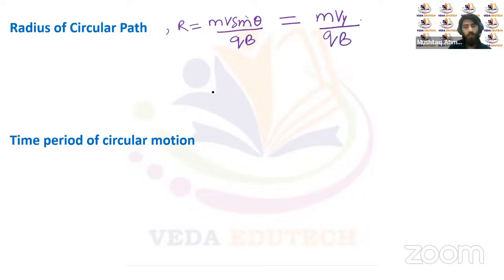The radius of the circular path actually changes, but the time period of this circular path will not change. It will be once again 2 pi m upon qB, right? So the radius of circular path will be m vy by qB, and the time period will be 2 pi m upon qB, right?